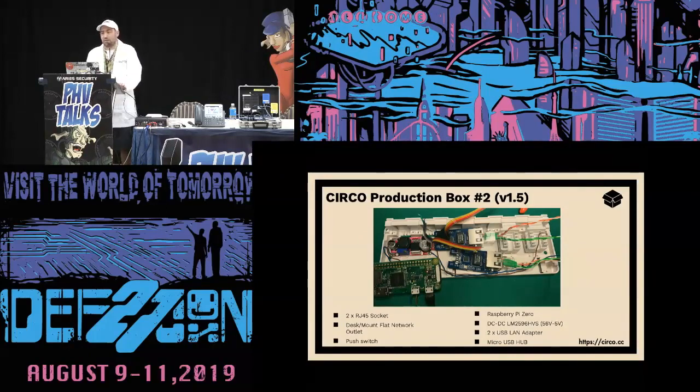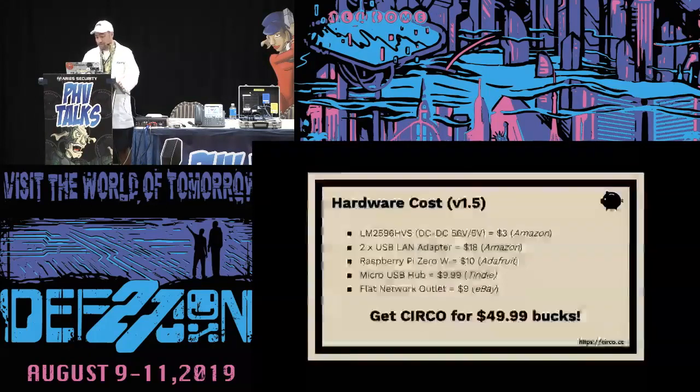How much does this cost? Because this must be a really expensive thing. Well, this is an example of how much this box costs, right? To give you an idea, this is a Raspberry Pi Zero. The 2 USB LAN adapters and the micro USB hub are ridiculously small. And just the outlet, which is one of the more expensive things, the outlet I think is $10 or something. So yeah, you can get this for $50.